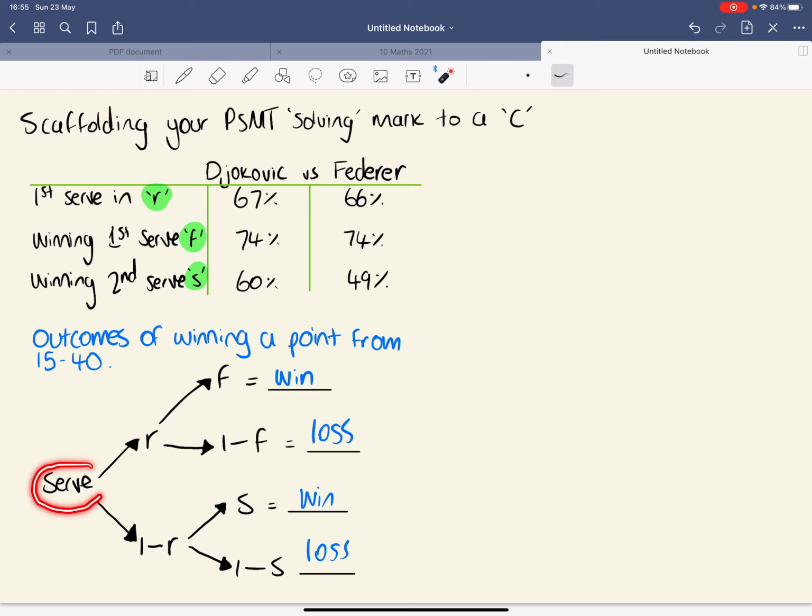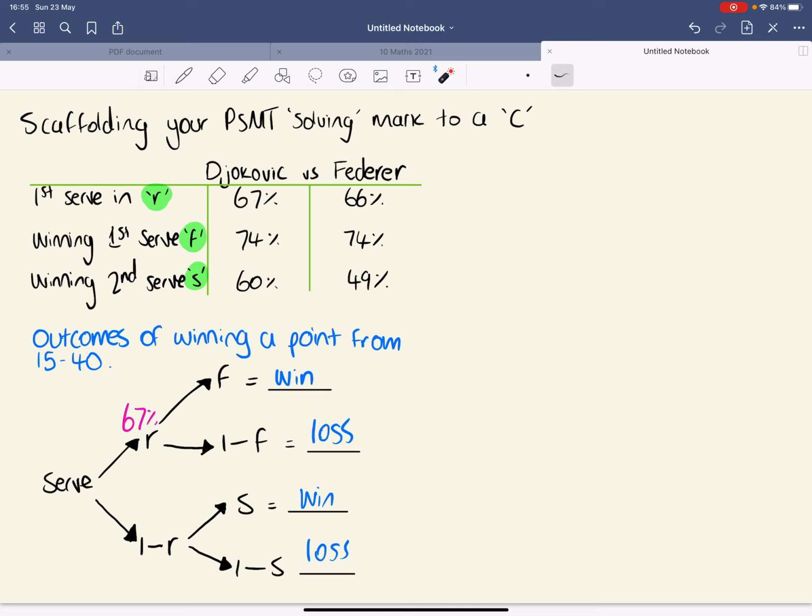So after Djokovic serves, it can either go in. Remember, R is first serve in. So first serve in, just getting it in. It hits into the appropriate box. Or it doesn't go in. And we call that 1 minus R. All right. So if the percentage here of getting it in, and I can see is 67% for Djokovic, I'll go ahead and write 67% here.